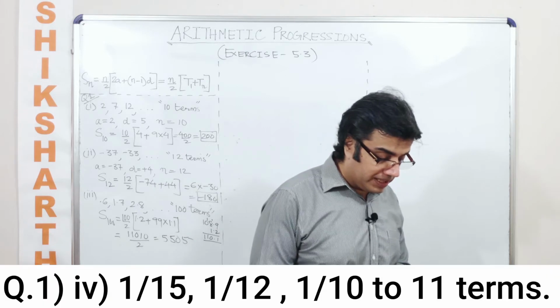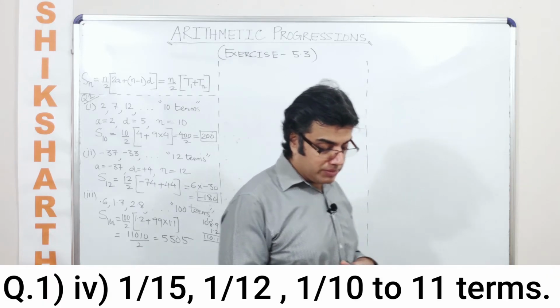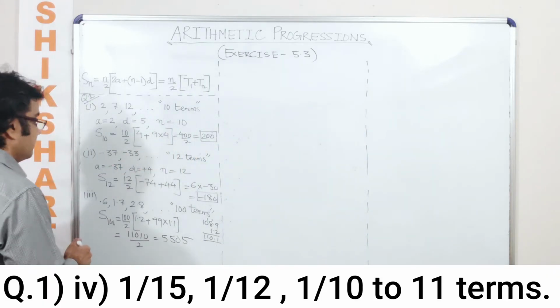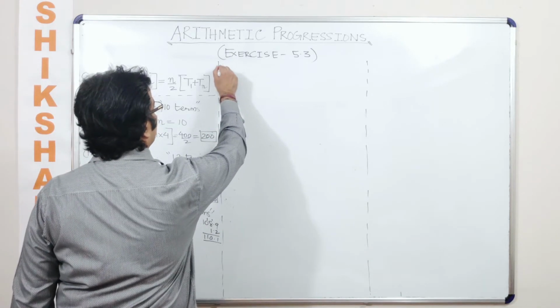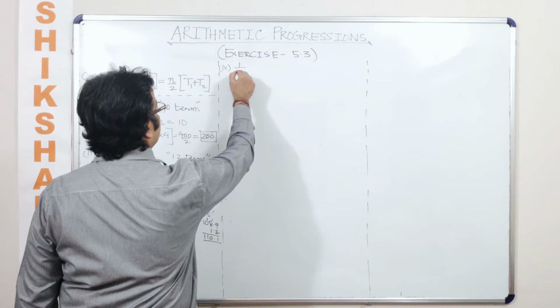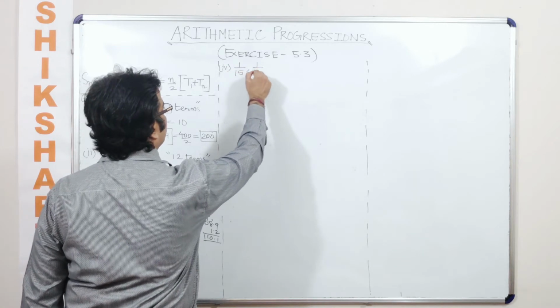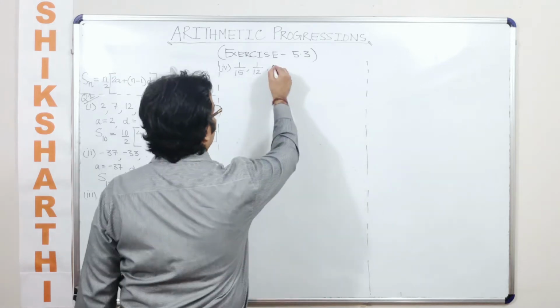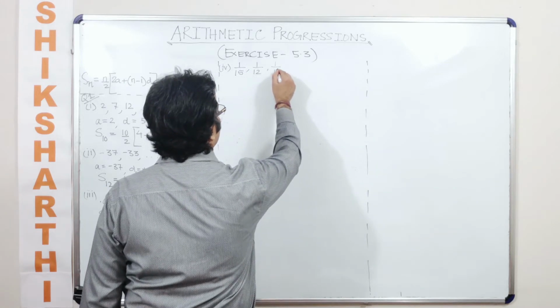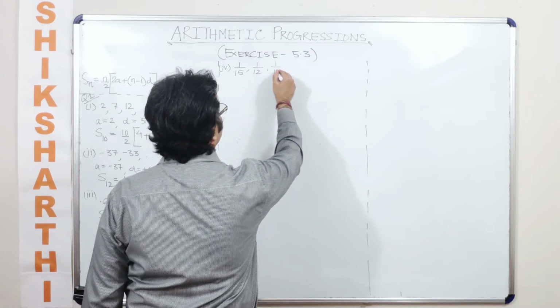Yes. So the fourth subpart here is 1 by 15, 1 by 12, 1 by 10 to 11 terms. Okay, let me do it here. Subpart 4. 1 by 15, 1 by 12. Next is 1 by 10, and you have to sum up till the 11th term.